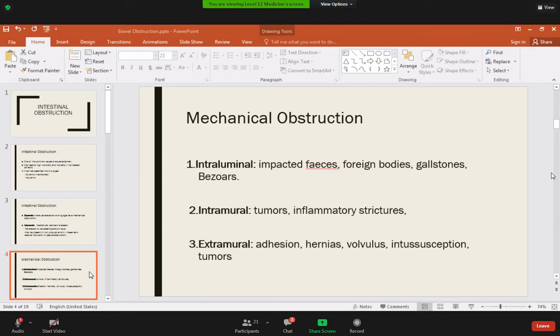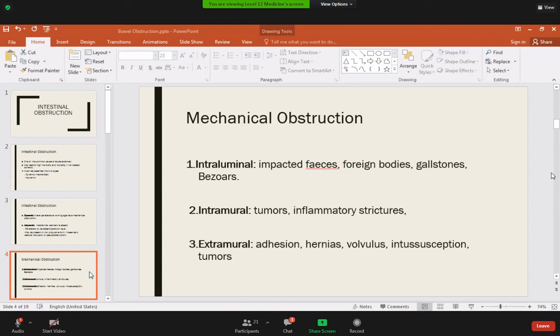Then it could be intramural obstruction, a problem within the wall of the gut that is causing obstruction. And this intramural problem can be tumors or inflammatory strictures. They are growing, the tumors growing within the bowel wall cause obstruction of the lumen with their growth, or strictures, they cause narrowing of the wall in the specific place.